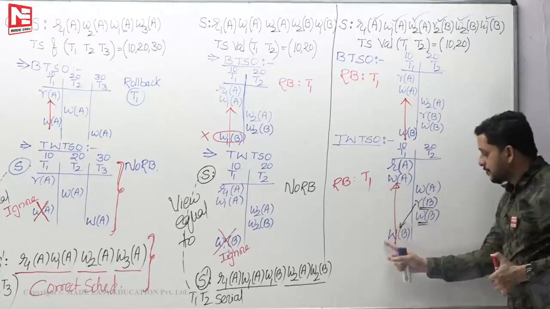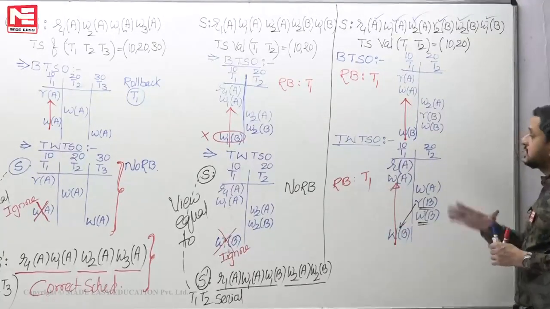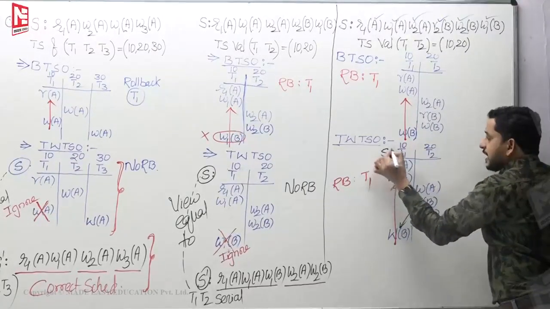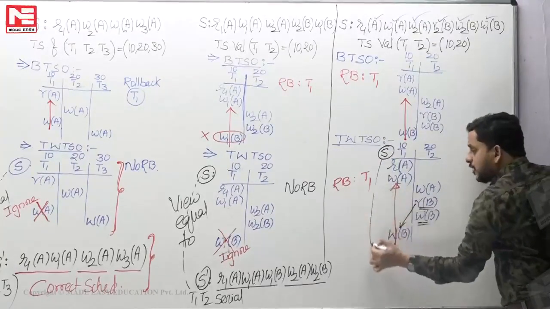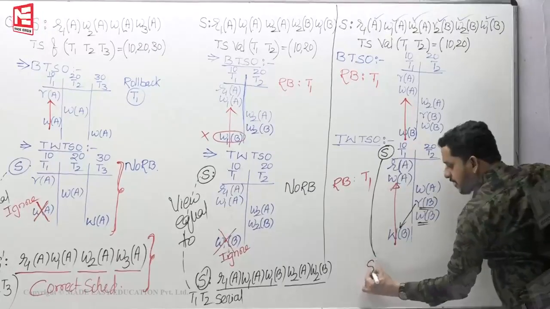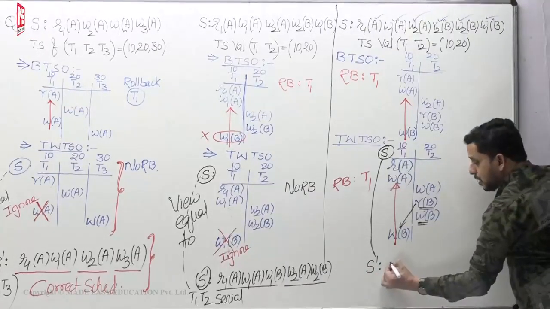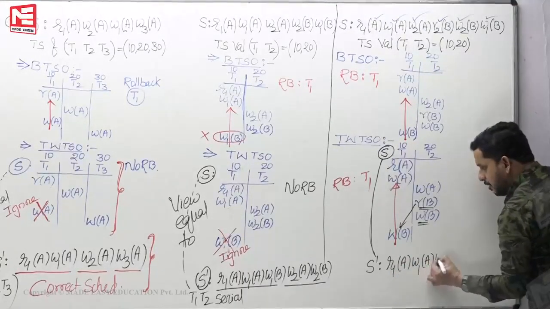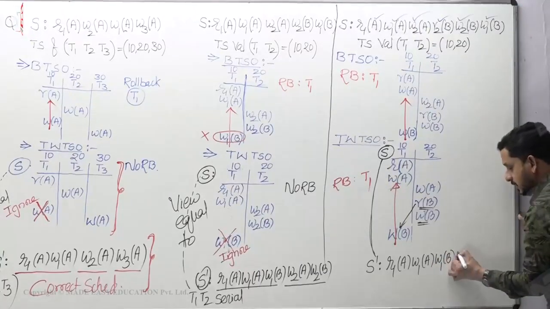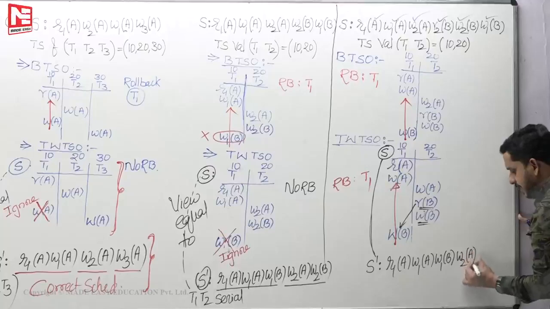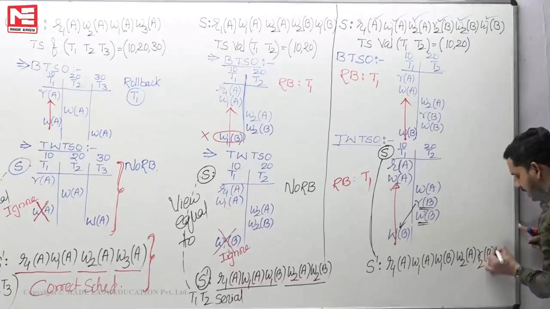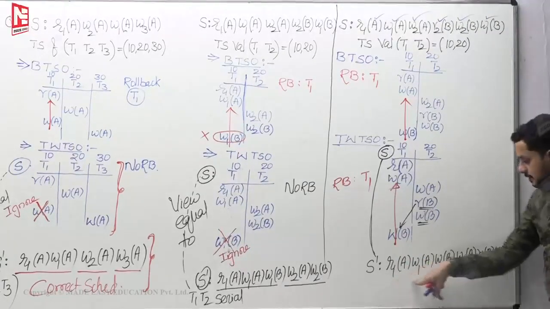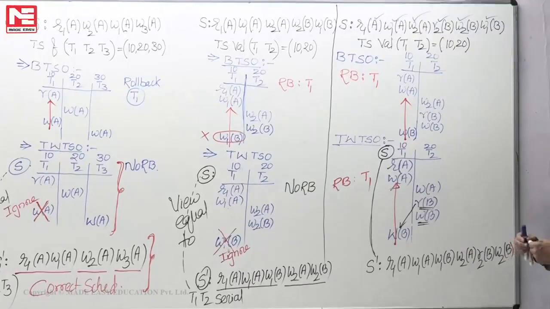The reason is, even if I ignore this write, the schedule is not view equal to the serial based on timestamp order. So let us write the serial order. T1 reads A, T1 writes A, and T1 writes B. These are T1 operations. T2 operations: T2 writes A, T2 reads B, and then T2 writes B. T1 followed by T2, this serial schedule is the correct result.